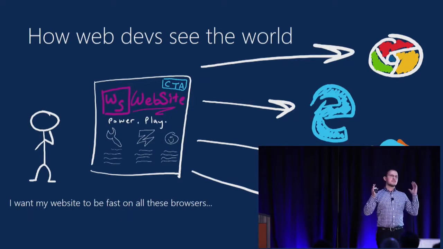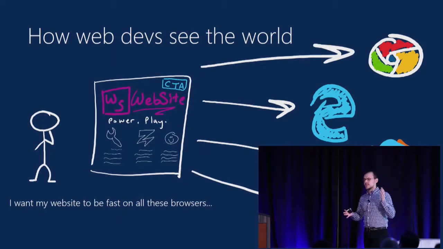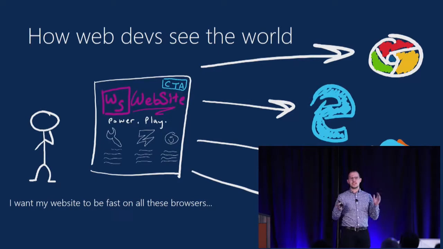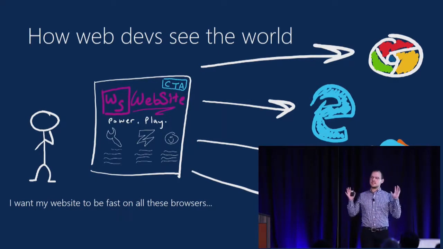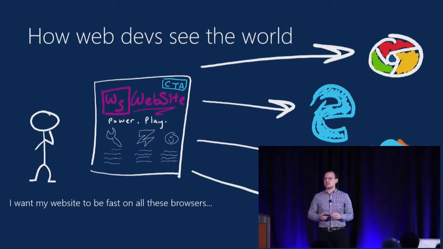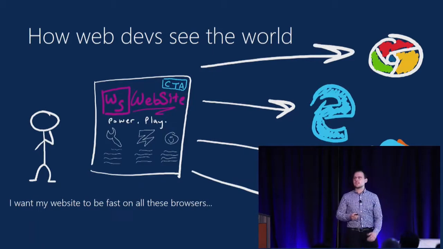You have this nice website. It's got a call to action. It's got nice branding and all this stuff. And you're saying to yourself, OK, I want to make this website run fast in all these different browsers. So I want to avoid any anti-patterns that are going to make it slow in one browser or multiple browsers. So that's your job, right? That's your perspective.